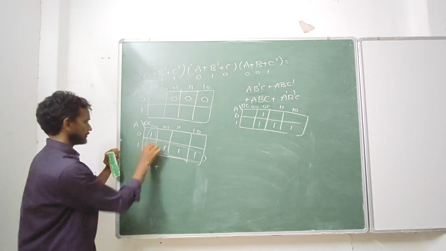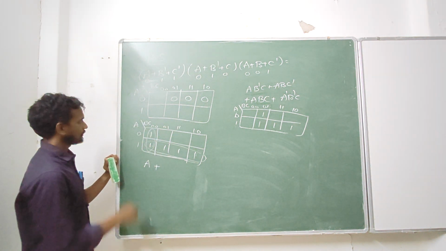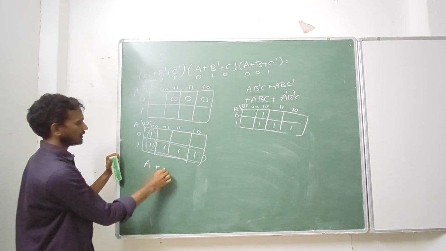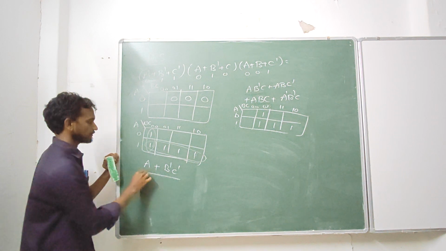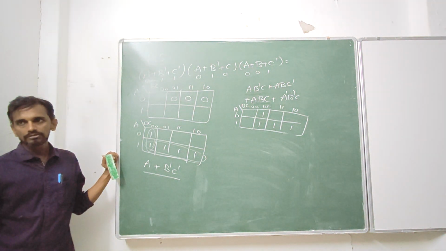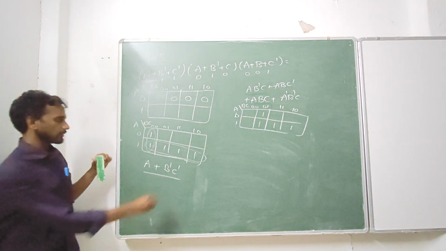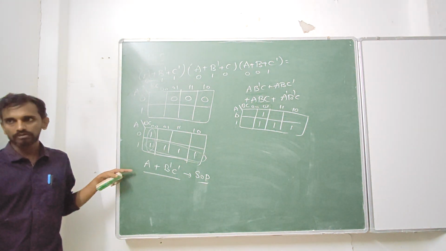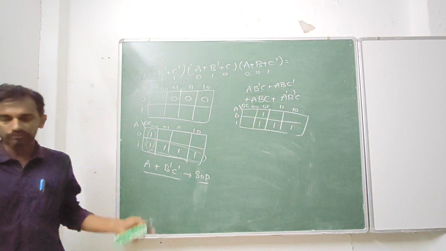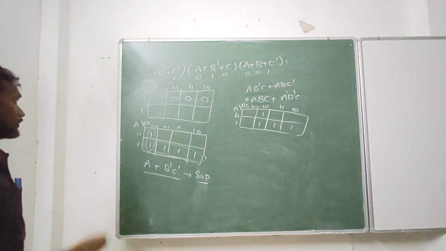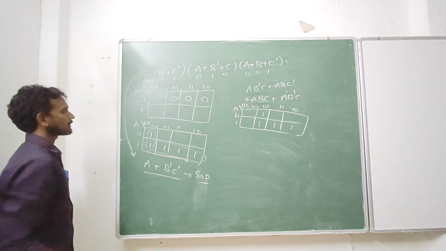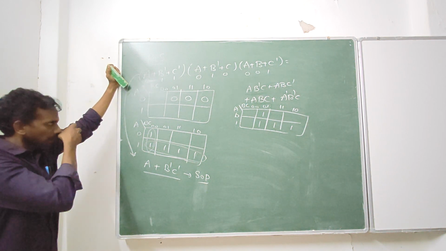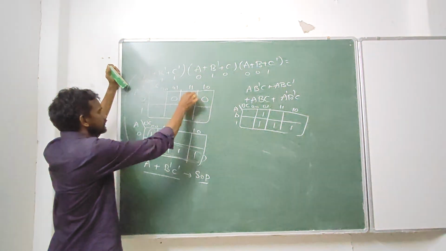Next one is this. So A term will become 1 and I will be left with B bar and C bar. So this is the result in sum of products format. This we have arrived at already. This result we have obtained already using the algebraic method. And if you want the result in product of sums, the POS format, we have to simplify this.